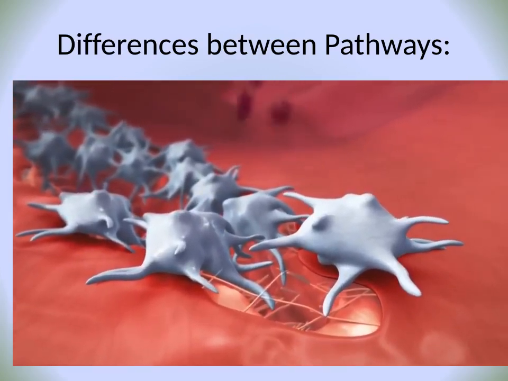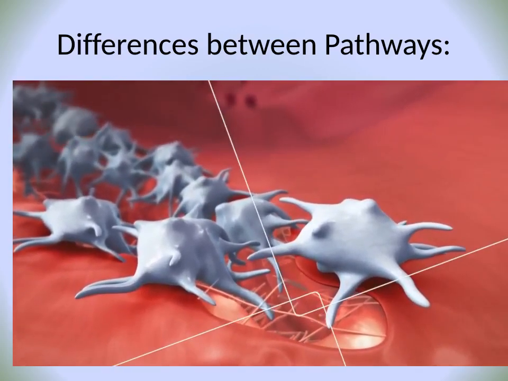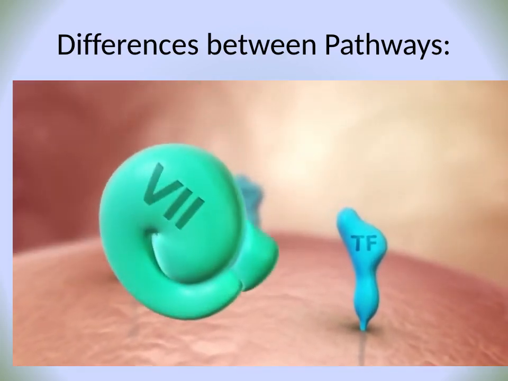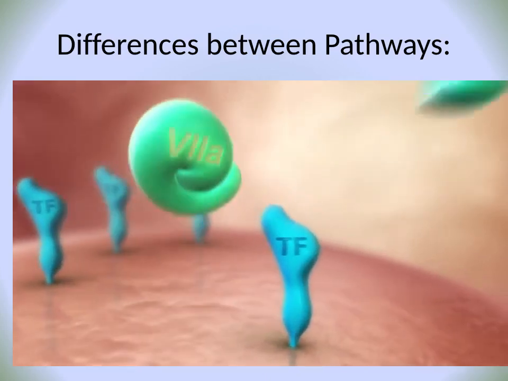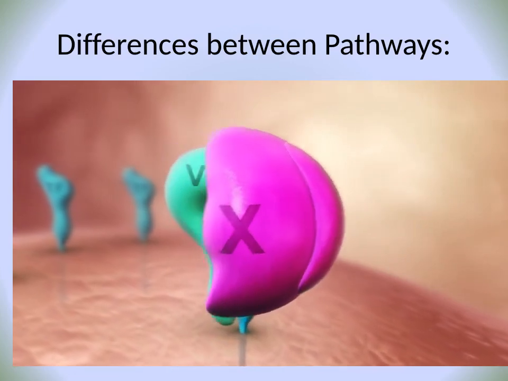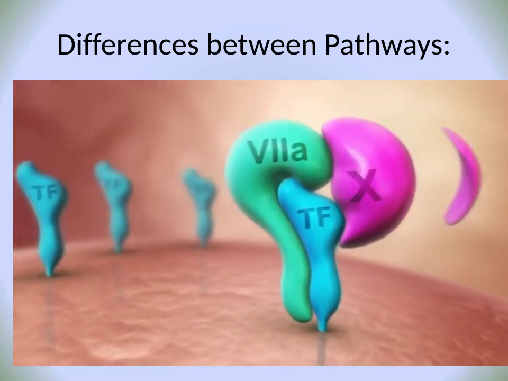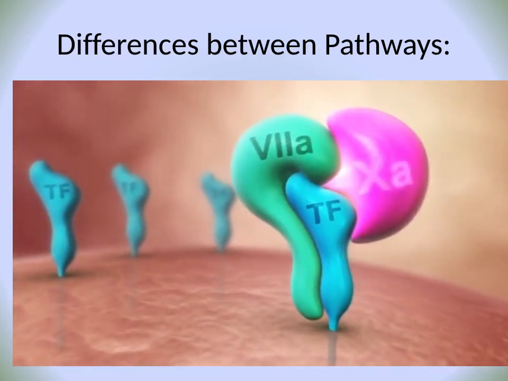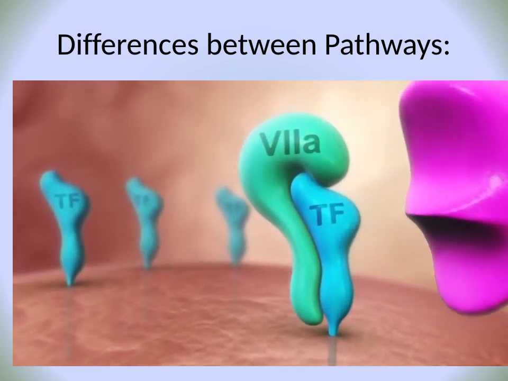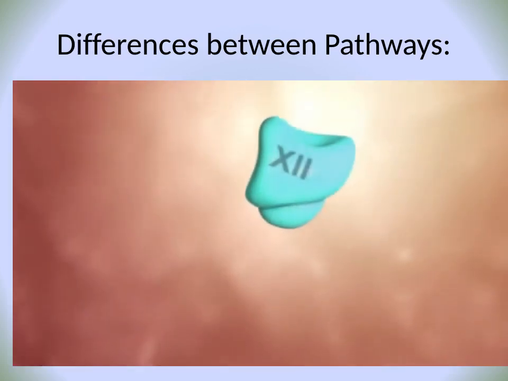Extrinsic activation begins with now exposed molecules of the vessel wall, such as tissue factor, which forms a complex with factor 7, finally leading to the activation of factor 10. This factor 10A is the point at which the extrinsic and the intrinsic pathways of the coagulation cascades meet.